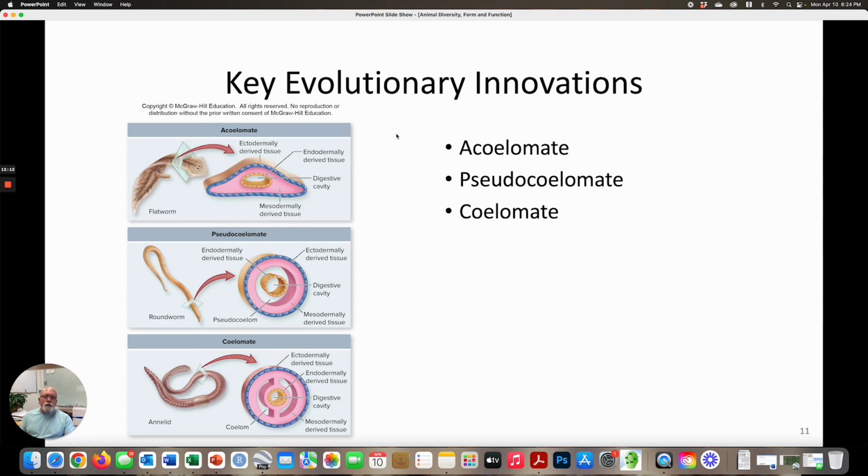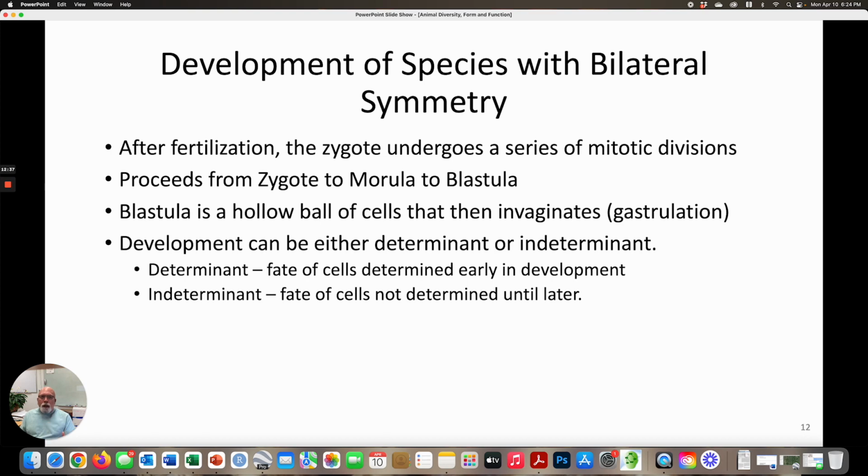We used to think that these three characteristics, these three types of body cavity, had phylogenetic importance, but now that we have a better idea of phylogeny, we have discovered that, for example, the pseudocoelomate condition has evolved multiple times over the course of evolutionary history, and we'll see this when we get to the phylogeny at the end of today's material. So what happens with the development of animals?